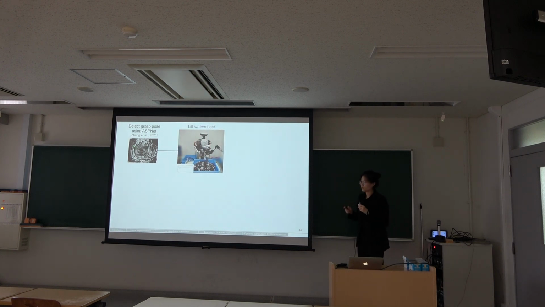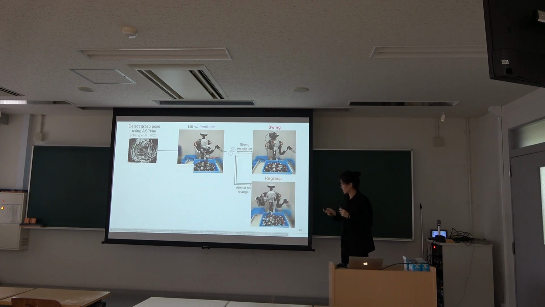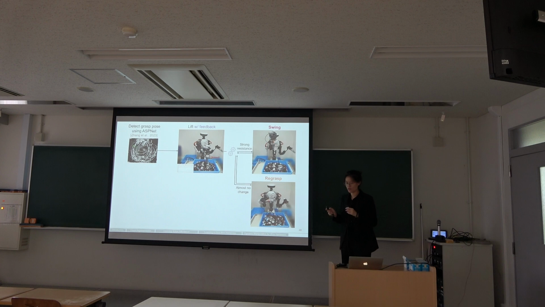lifts the object while monitoring the force. So if the entanglement occurs, the robot immediately stops. And then we design a swing motion as a disentangling action. And we also design a bimanual manipulation grasp to adjust the grasp pose on the object.